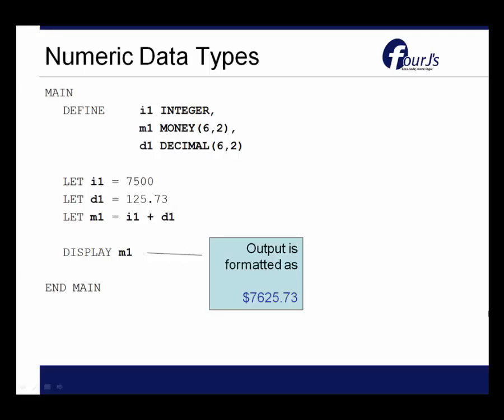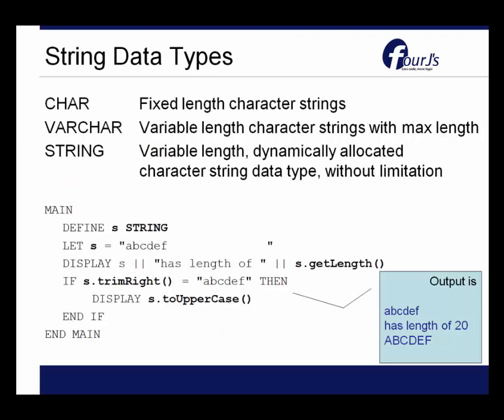And you can see that both money and decimal require the precision and the scale. Then we're just taking those 2 values that we've assigned and adding them together. But we're going to store those in a money variable so that when we display that money variable, it will get the formatting of the currency for the system. And here the output would be $7,625.73.